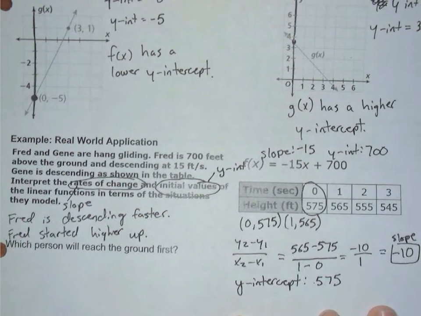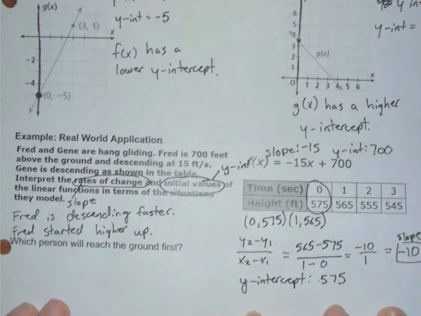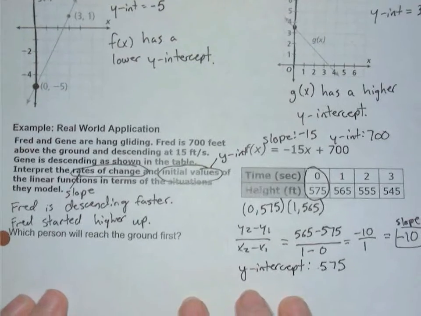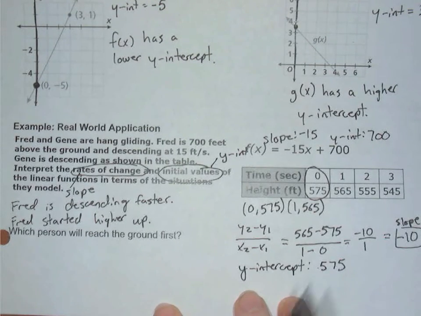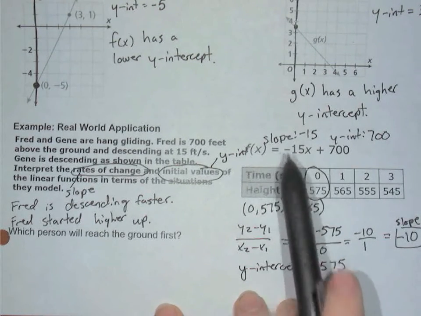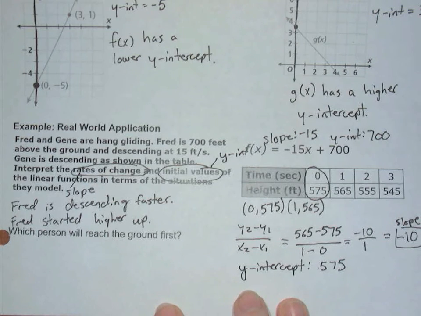Okay? Then we have a follow-up question. Which person will reach the ground first? Well, in this situation, we can do that pretty easily. So we're going to look, first of all, at Fred's information. We already talked about Fred. He started 700 feet up, and he's going downward at 15 feet per second.